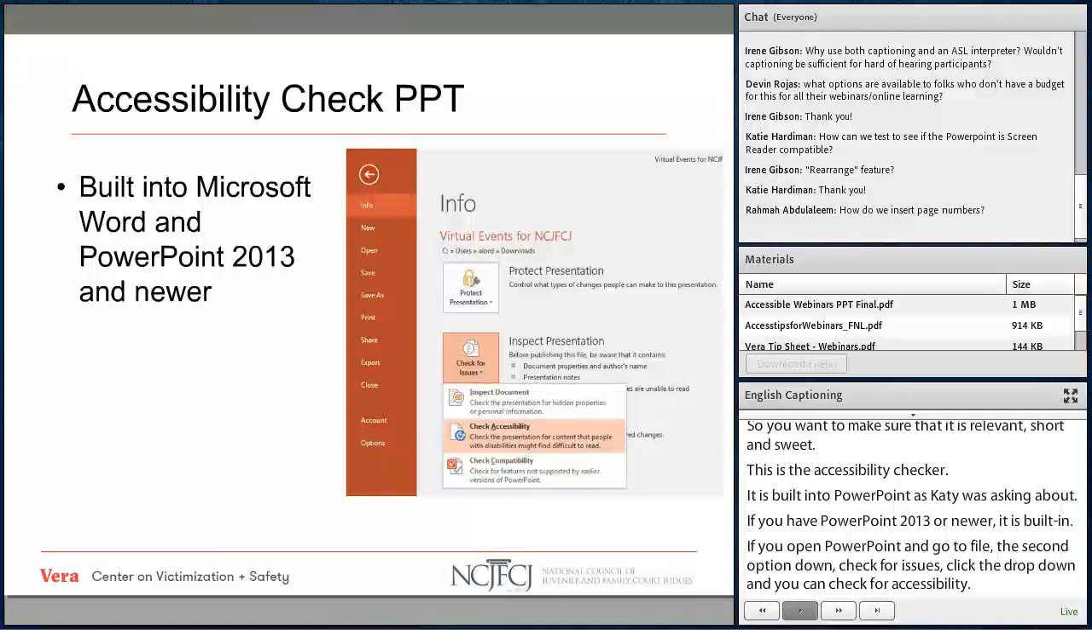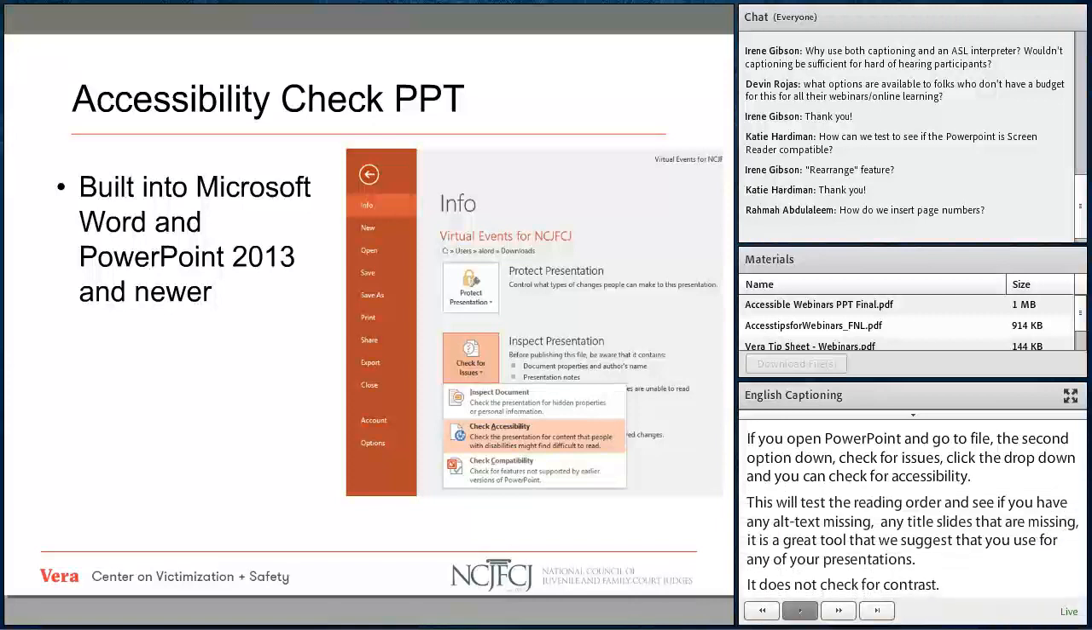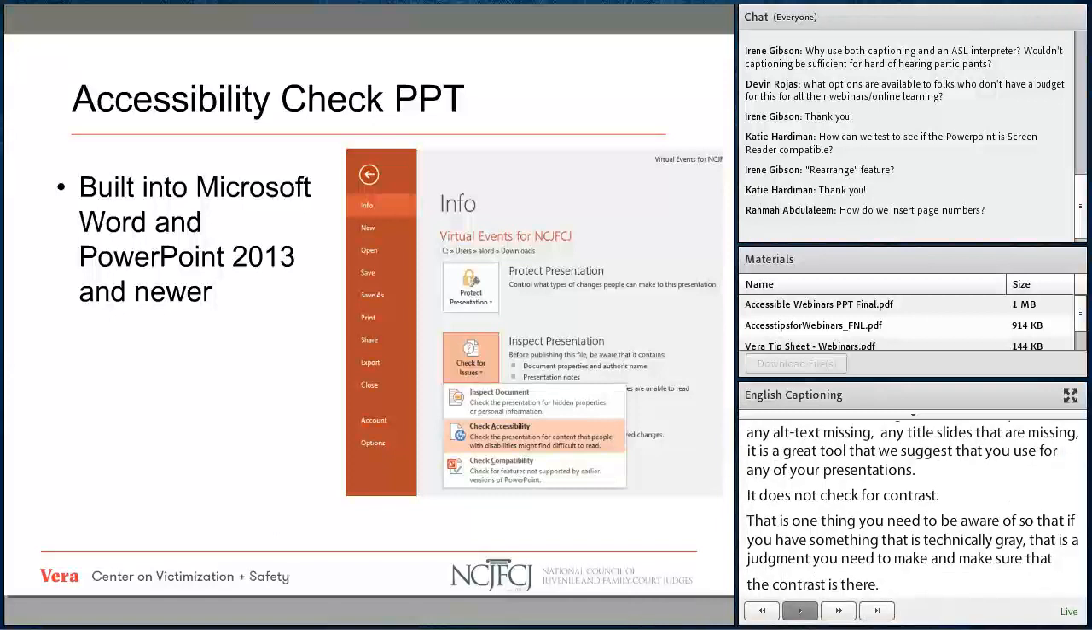It does not check for contrast. That is one thing that you do need to be aware of. So if you have something that is very grayed out, that's kind of a judgment that you need to make at that point and make sure that the contrast is there. There are online contrast checkers, again in the links at the end of this PowerPoint, that you can insert a screenshot into, essentially, and it'll tell you if it has enough contrast or not.